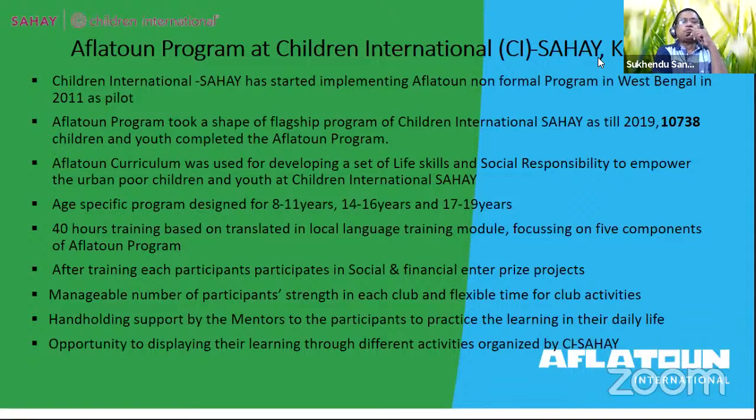The Aflatoun curriculum was used for developing a set of life skills and social responsibility to empower urban poor children and youth at Children International SAHAY. We are using the Aflatoun curriculum as a tool to empower our children. We have designed age-specific programs at all levels, and the same is applicable in the case of the Aflatoun program. It is designed at 3 levels: one for 8 to 11 years, another for 14 to 16 years, and the last one for 17 to 19 years.